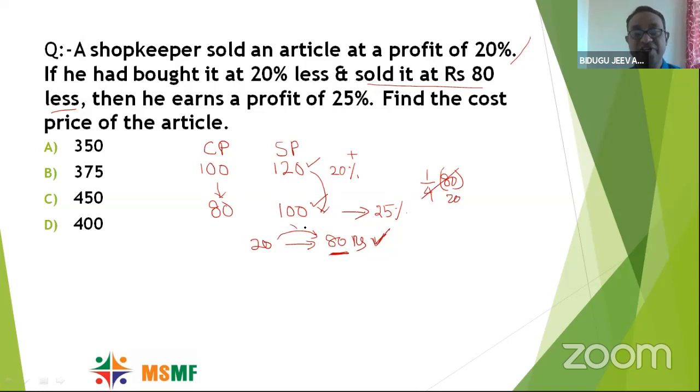Approximately into 4 times. Great. Find the cost price of the article. Cost price is 100, right? Said cost price is 100. So into 4, you get the answer 400. So your answer is D.